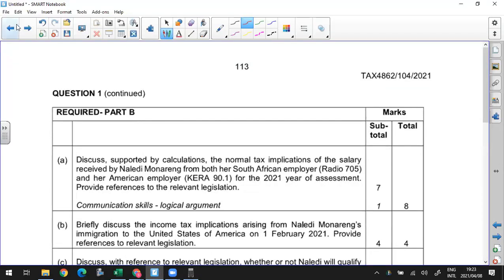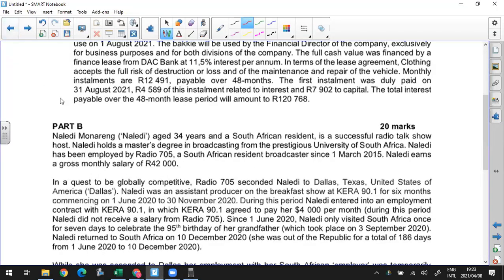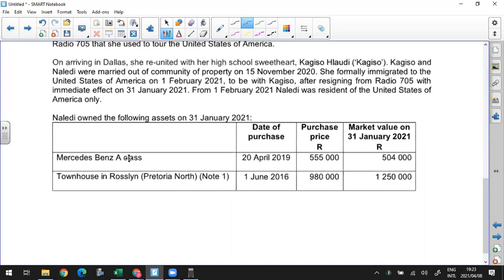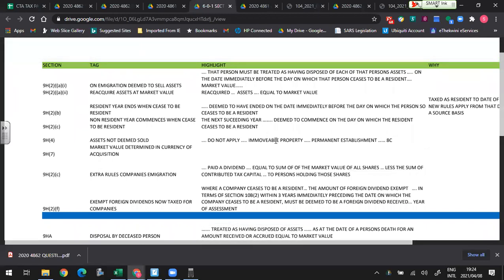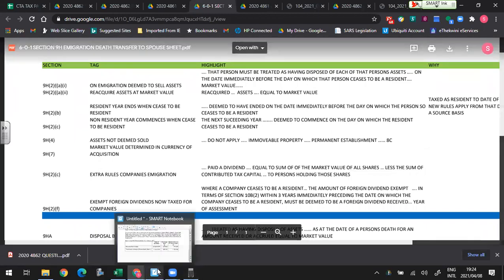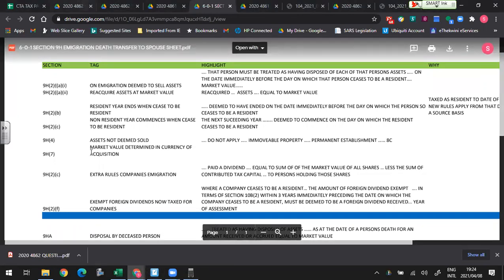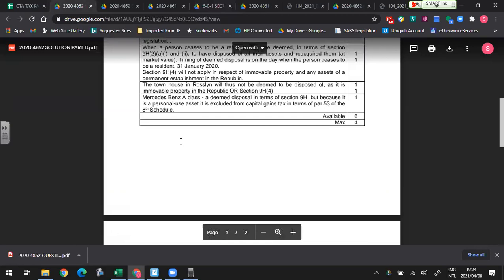So inside this question, there were assets given there. Mercedes-Benz A-Class deemed to have disposed of it. Okay. But it's a personal use asset, therefore it's excluded from CGT. The townhouse is immovable property, therefore you're not deemed to have disposed of it when you emigrate because it's immovable property and it's physically excluded. You can see it does not apply to movable property in South Africa. Okay, so I'm just going to go through to that solution again. There we go. Have a read through.